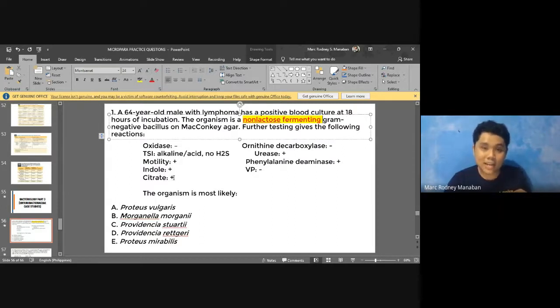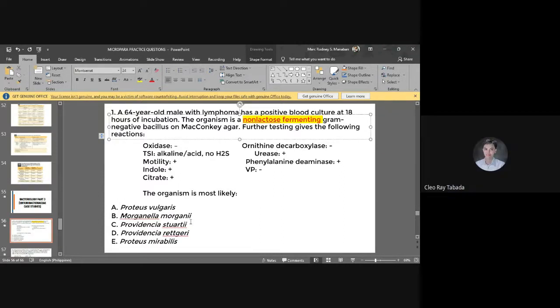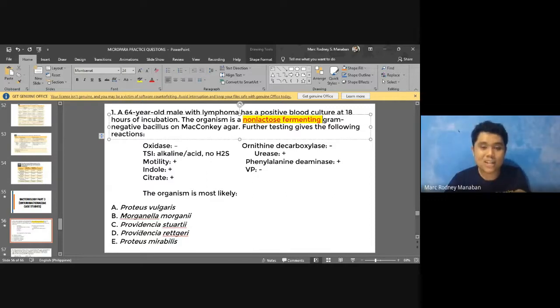So, we go now to citrate. What is our mnemonic for citrate? Proshek. What does Proshek mean? Providencia. And Morganella here? None. So, therefore, Morganella is out because it is citrate negative. So, you're left with two Providencia. Providencia stuartii or Providencia rettgeri. Next, the urease. Between the two, which one is positive? Rettgeri. So, Providencia rettgeri is urease positive. Therefore, your answer here is Providencia rettgeri.